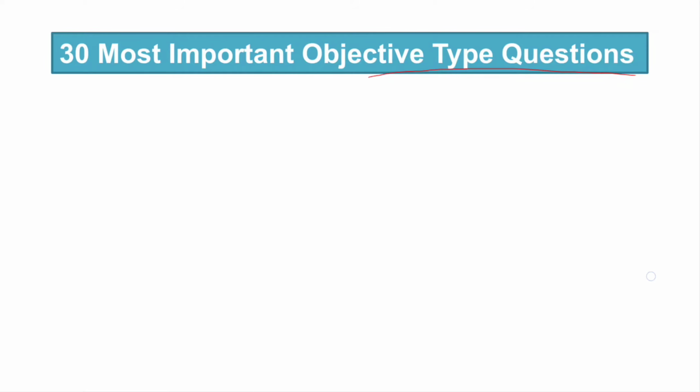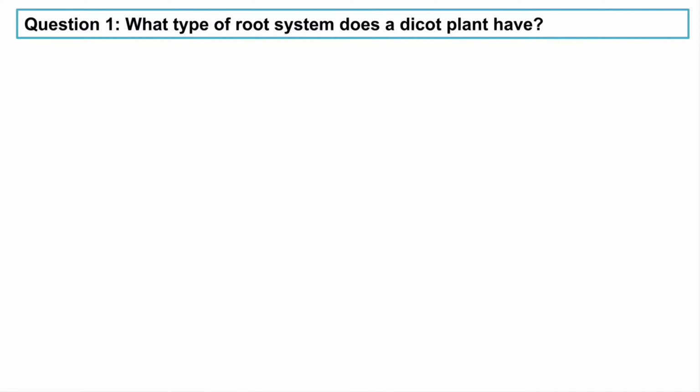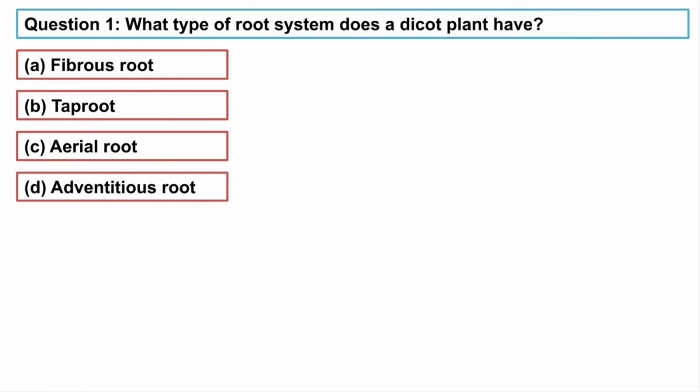And today this class will be in English, okay. So let's start. What type of root system does a dicot plant have? So what is the root type of a dicot plant, do you remember? Fibrous root or taproot, aerial root or adventitious root. So which is the correct answer? The correct answer is taproot, okay.